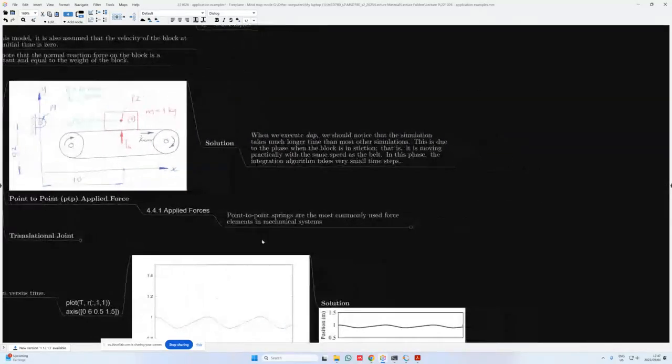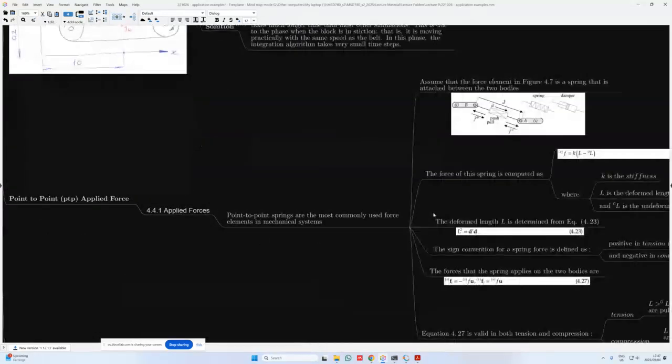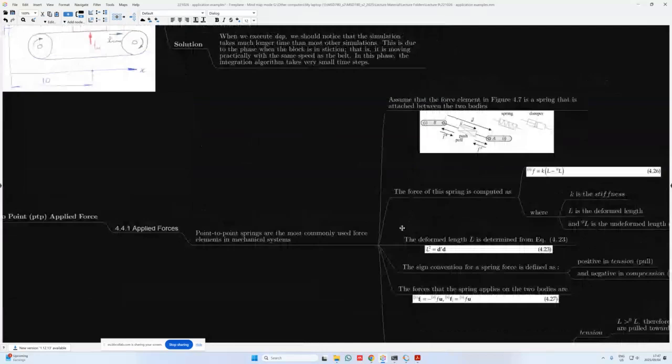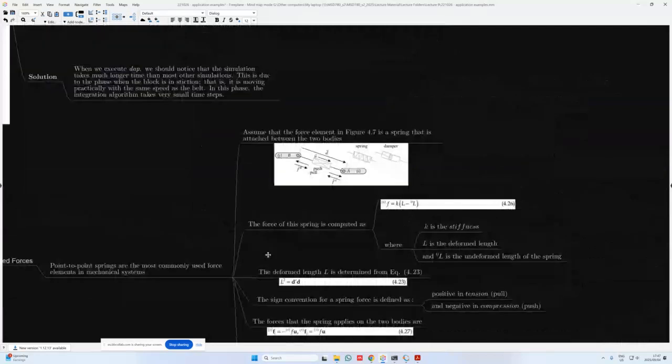And the point-to-point springs are the most commonly used force elements in mechanical systems. We saw this from the suspension example that we also did. And we can assume that the force element in figure 4.7 is a spring that is attached between two bodies. So we have body I and J. We have a spring that is then attached between them. We construct a vector D from point B to A, so between the points that the spring is connected to.